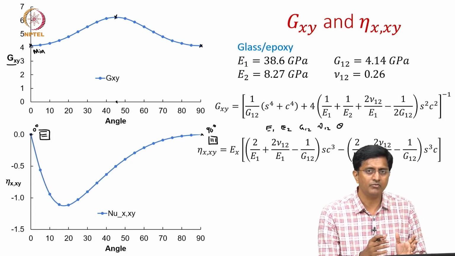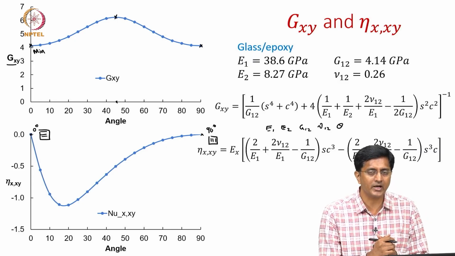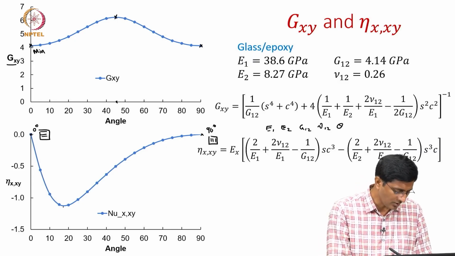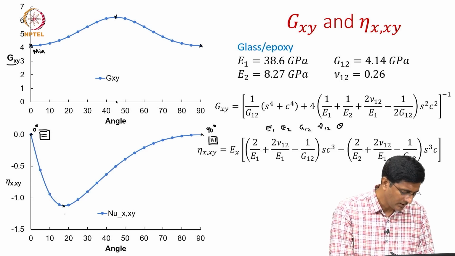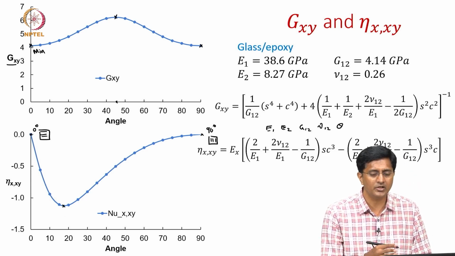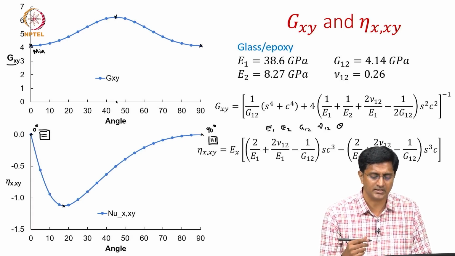But at intermediate angles between 0 and 90, we notice that there is a shear contribution, and this shear contribution is maximum at some intermediate value. This value can change from material to material, which we will see in the next slide.